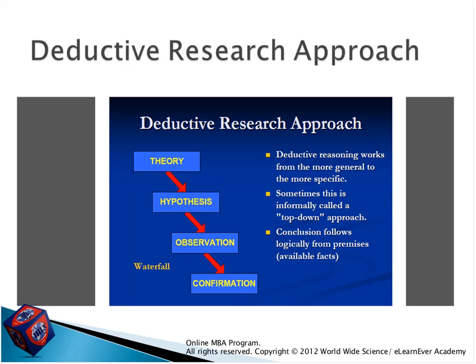So deductive is like this: you have first theory, then you go to the hypothesis of your research, then you have observation, and then you have confirmation. Okay, so from top to down: theory, hypothesis, observation, and confirmation. So you should have this map in your mind for the deductive approach, all right?